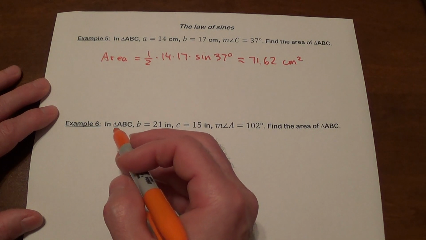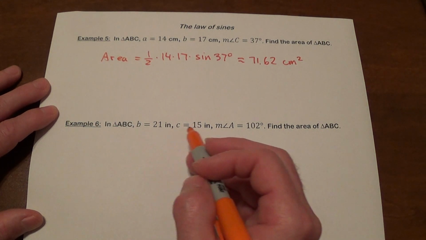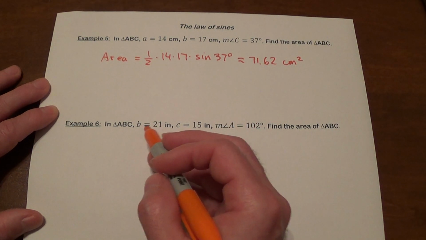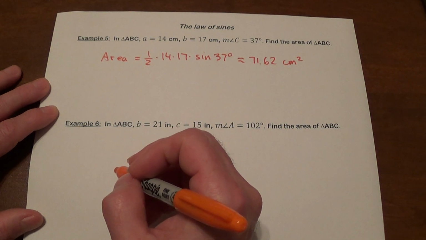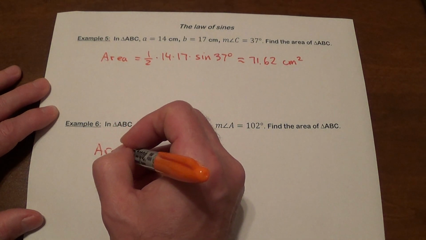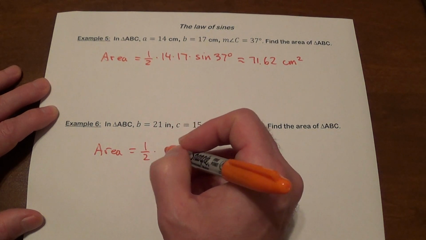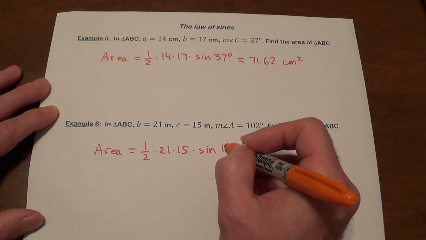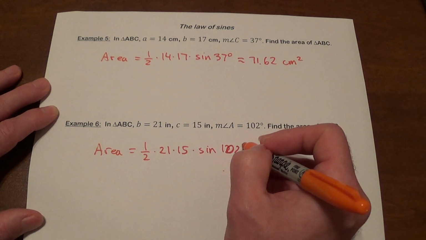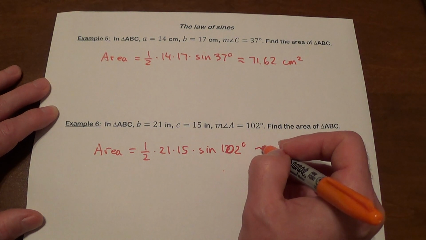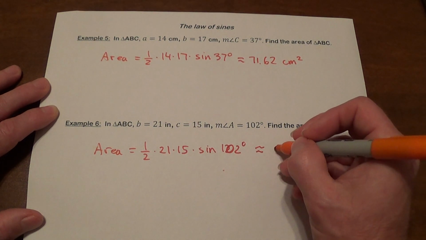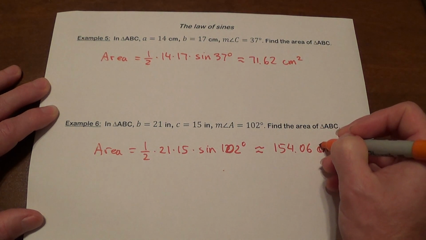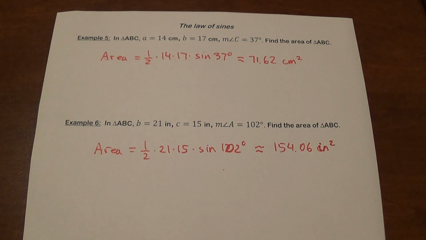Another problem here, quick example. Side B is 21 inches, side C is 15 inches, measure of angle A is 102. That's the angle that's between these two sides, the included angle. So to find the area, we're going to do 1/2 times one side times the other side times sine of the angle between them, which is 102 degrees. And when you put it all in the calculator, it's going to give you 154.06 square inches. Okay, this is how it's done.